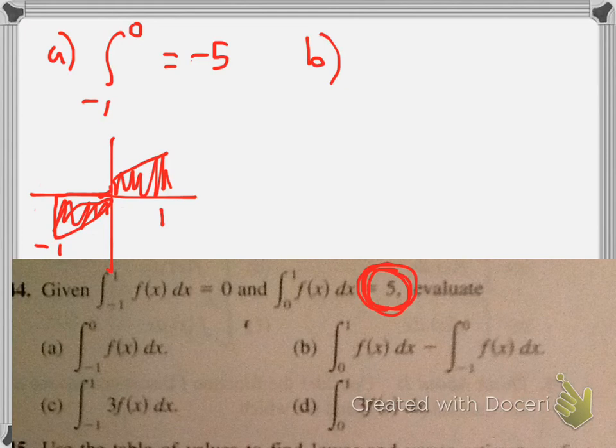And then we say we want to go from 0 to 1 of f of x. So from 0 to 1 is 5. And then minus the integral from -1 to 0 of f of x. So we just said that was negative 5.